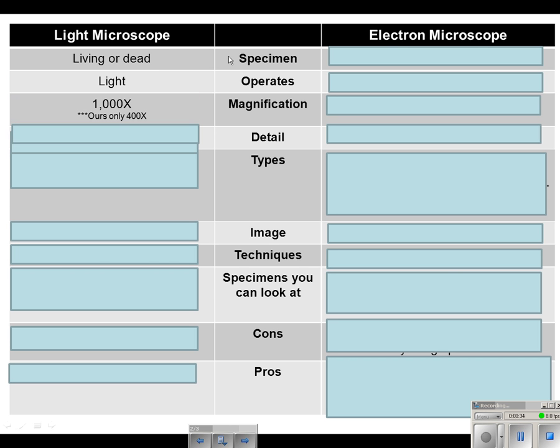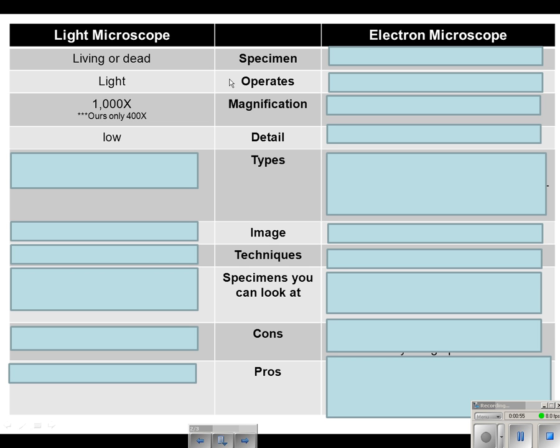It uses light. It will magnify up to 1,000 times, but the ones we're using will only go up to 400 times the magnification. And when you're writing the magnification for the microscope, when you look under it and are drawing a specimen, make sure you always put this X there. That's the unit that you need to have for magnification.